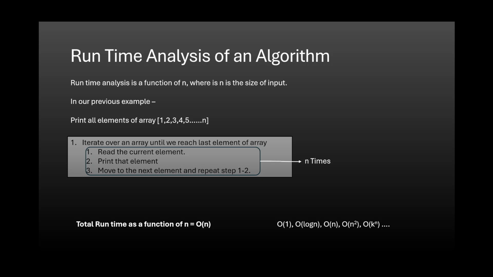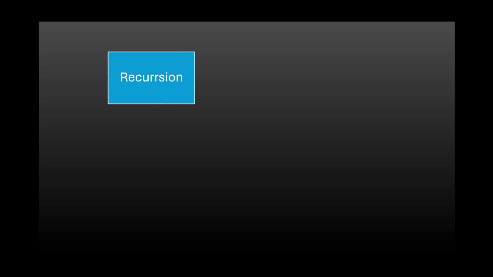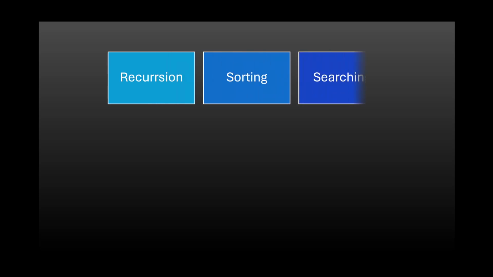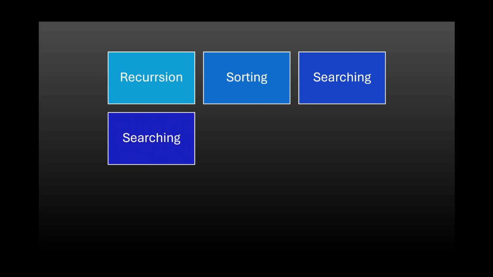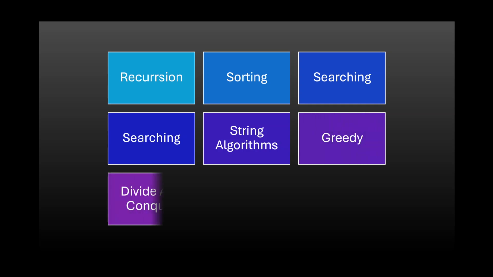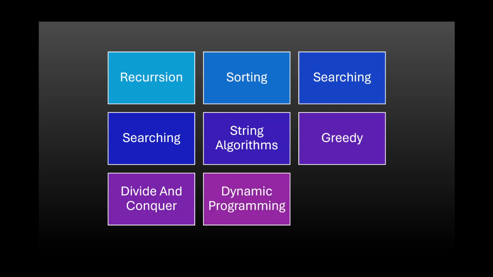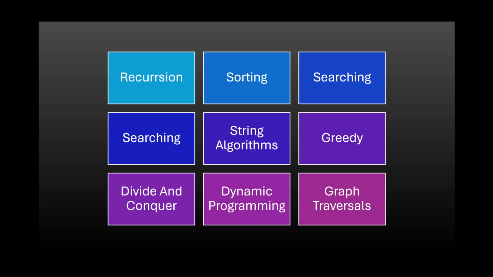You'll encounter many more when we talk about different types of algorithms and different types of problem statements. There are a few algorithms which are used widely and are actually popular as well. For example, recursion, sorting, searching, string algorithms, greedy algorithms, divide and conquer, dynamic programming, graph traversals, and many more.